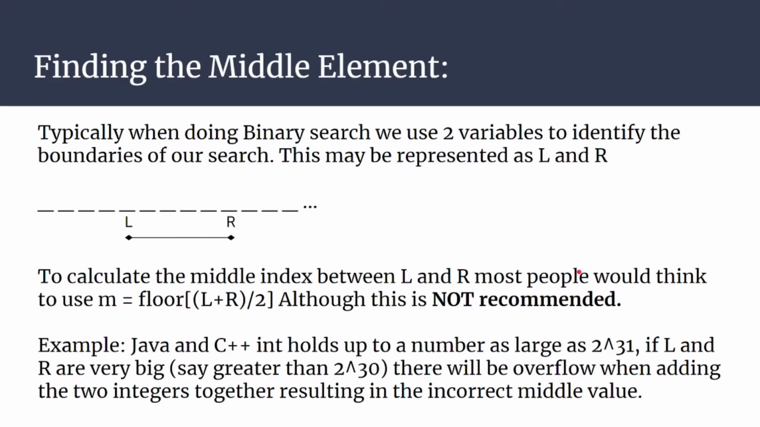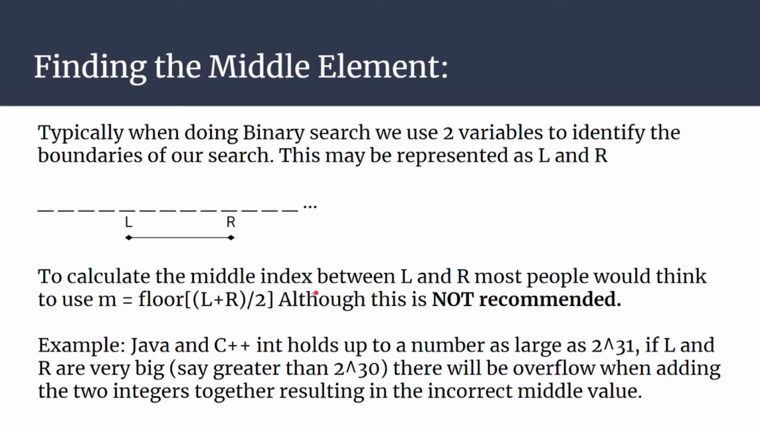So, finding the middle element. Typically, when doing binary search, we use two variables to identify the boundaries of our search. This may be represented as L and R. In this case, L is equal to our left side, and R is equal to our right side, and all of these dashes right here represent our entire array.